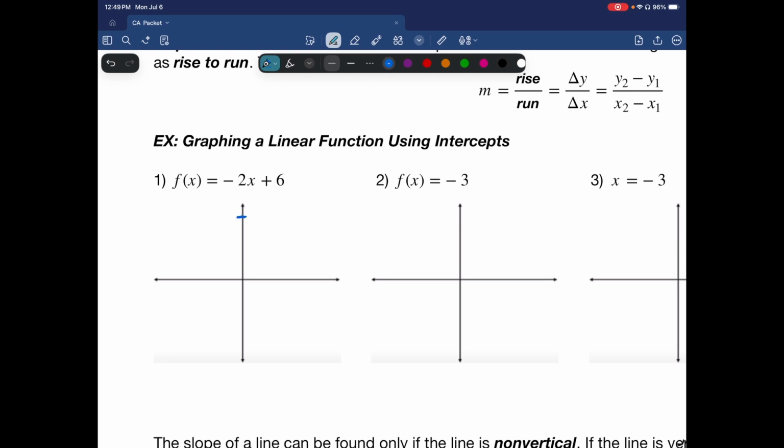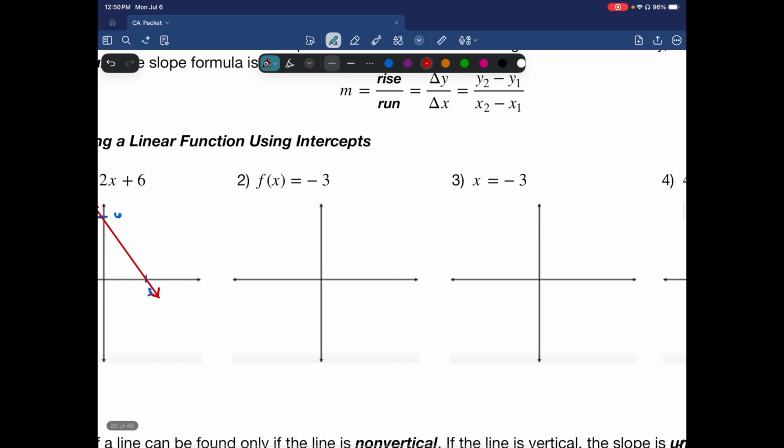So for number 1 here, I know that 6 is my y-intercept, and then to find my x-intercept, you set everything equal to 0 because you're going to let y be 0, and so you say 0 equals negative 2x plus 6, and then you solve for x. So it's going to be negative 2x equals 6, x equals 3. All right, so you have 6 here. Let's say 3 is here, and then you connect your dots. Those are 2 points. You connect the dots, and you got your line.